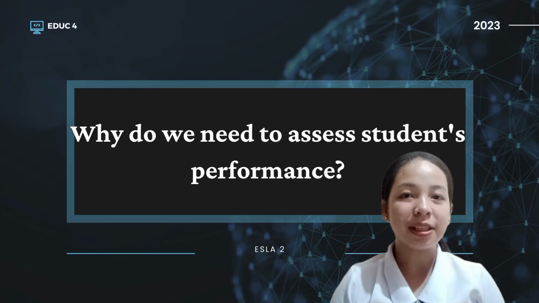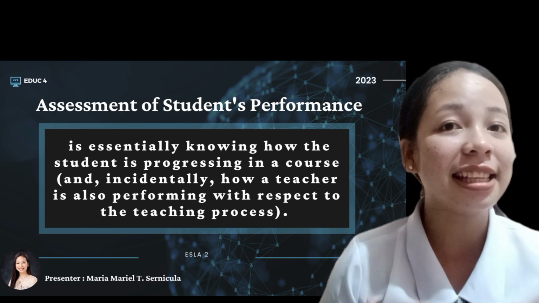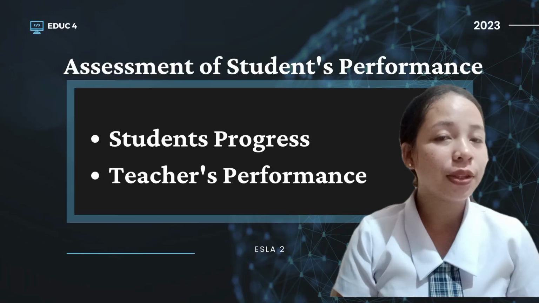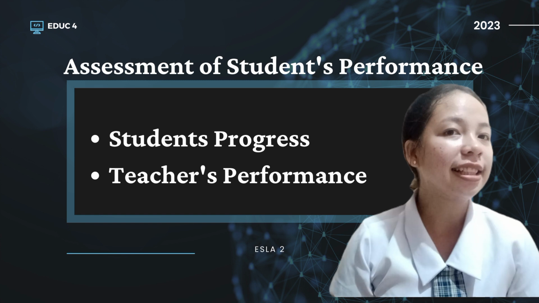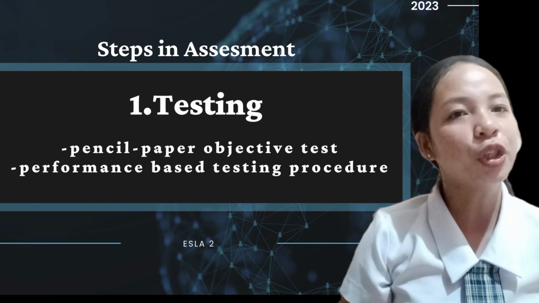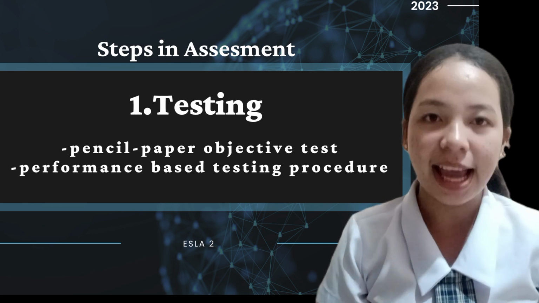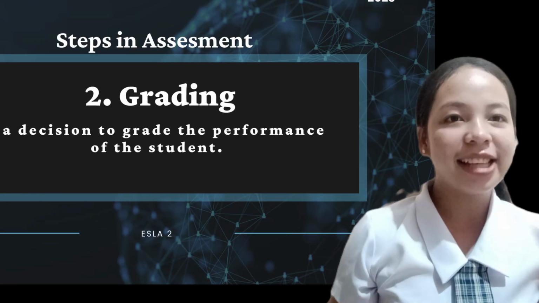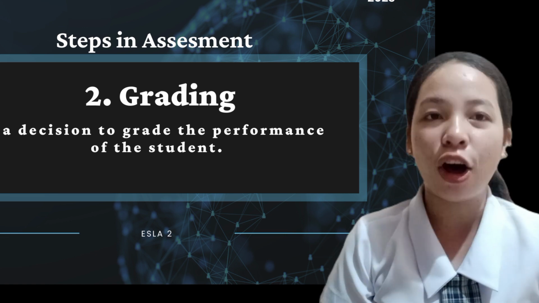Assessing our students' performance is essential. Knowing how the student is progressing in a certain course is incidentally how a teacher is also performing with respect to the teaching process. Assessment of students' performance includes the following: the student's progress and the teacher's performance. There are 2 steps in assessment. The first one is testing. Testing is a pencil and paper objective test wherein a performance-based teaching procedure is used. And the second one is grading. It is a decision to grade the performance of the student.